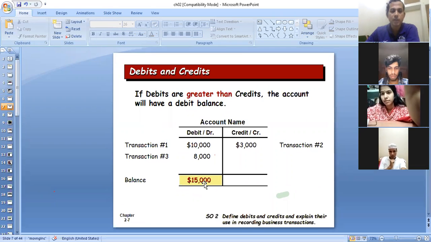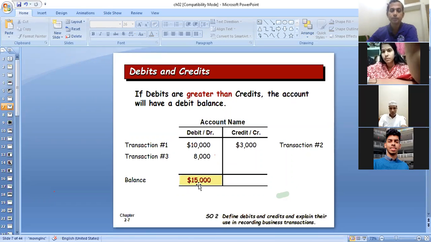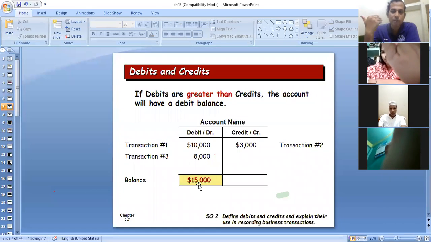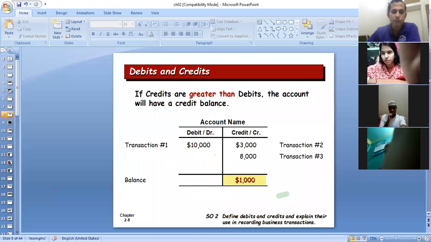In the example, you see that in transaction 1, you did $10,000 debit, in transaction 2, $3,000, and in transaction 3, $8,000. So your debit side is 18,000, and you credit only 3,000. So 18,000 minus 3,000, you have a balance of 15,000. This balance is called a debit balance. Why is it a debit balance? Because your debit is greater than your credit. Okay, so let's see another.